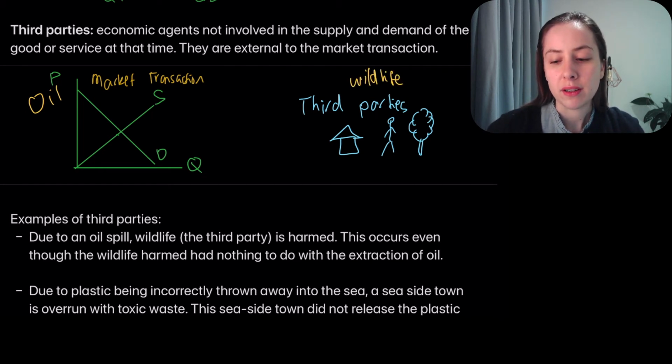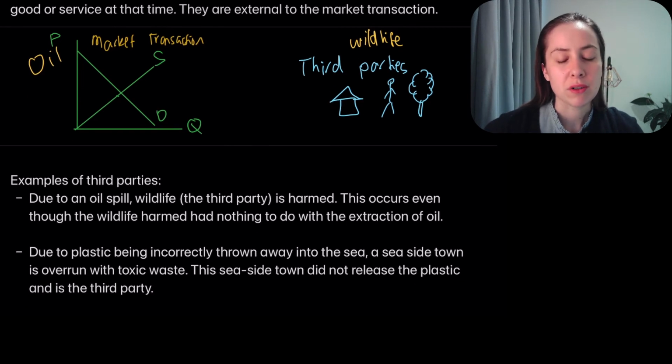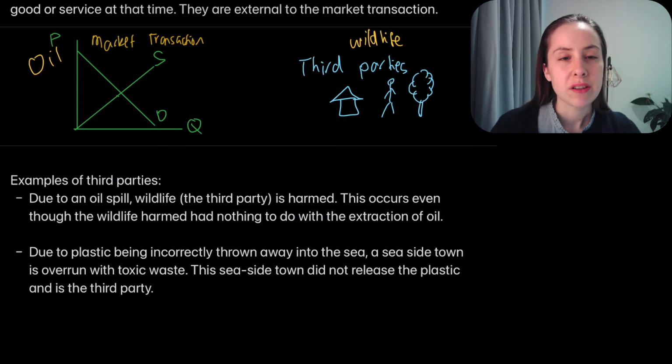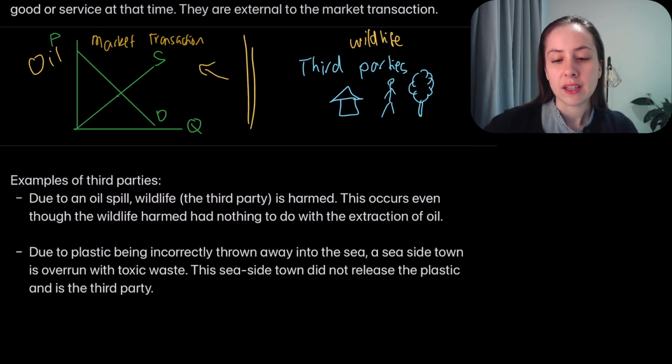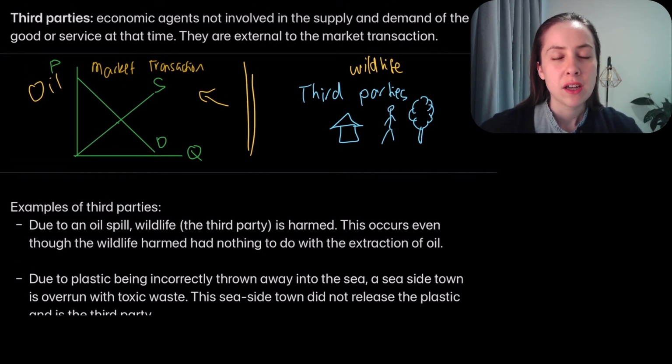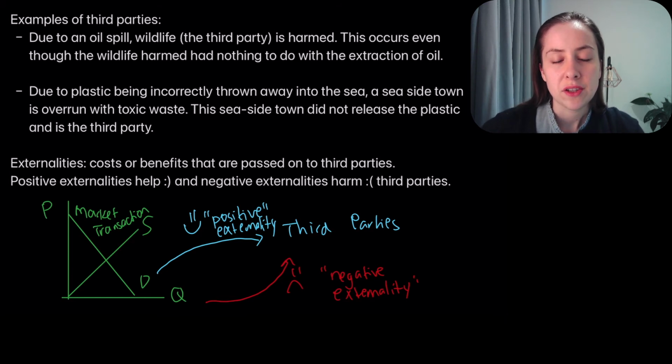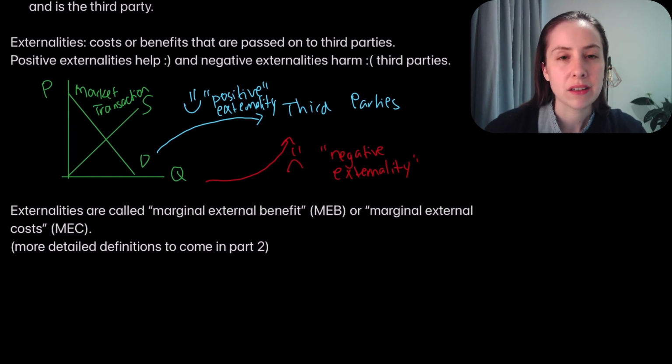For example, it could be wildlife that have been harmed in the process. Here's an example: there's been an oil spill and wildlife has been harmed. This occurs even though the wildlife had nothing to do with the extraction of the oil, so they have nothing to do with this market transaction, yet they feel the impacts. That's why they're called a third party. They are external to the market transaction. Here's another example: plastic thrown away at sea. That again can affect some of the wildlife in the sea, and they are third parties to the demand or the supply of plastic. They had nothing to do with that, yet they feel the impacts.